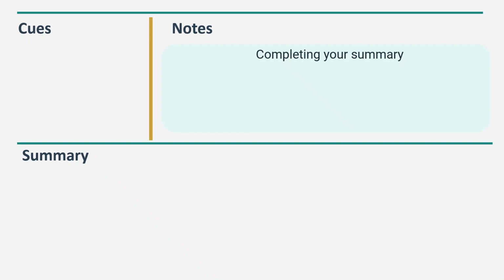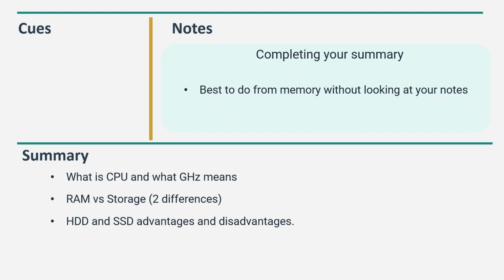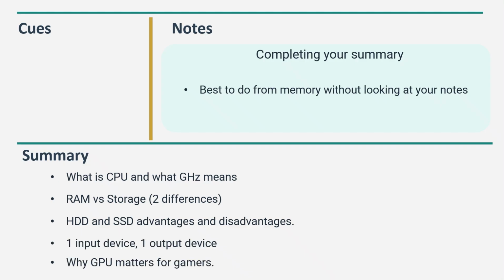Completing your summary box. This is important and is best done from memory without looking at your notes. In your summary box, write 5 concise points that capture the core ideas. The 5 core ideas could be: what is the CPU and what does GHz mean? RAM versus storage, what are the differences? HDD and SSD advantages and disadvantages. One input device, one output device, and why GPU matters for gamers. The summary is your revision checklist before tests. Keep it to 1 or 2 sentences per point.